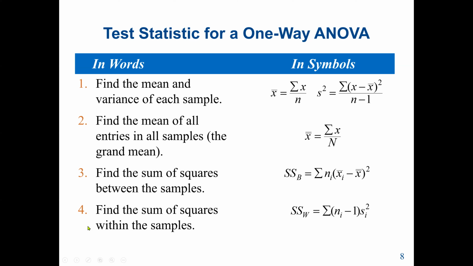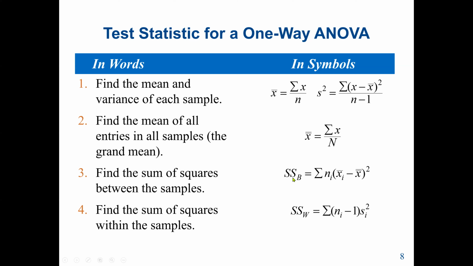Then we go to number 4, find the sum of squares within the samples. So SSW will give me n_i minus 1 times the variance of that very sample. And here we say n_i, because again, it is the number of samples we have. So n1, n2, n3, etc.